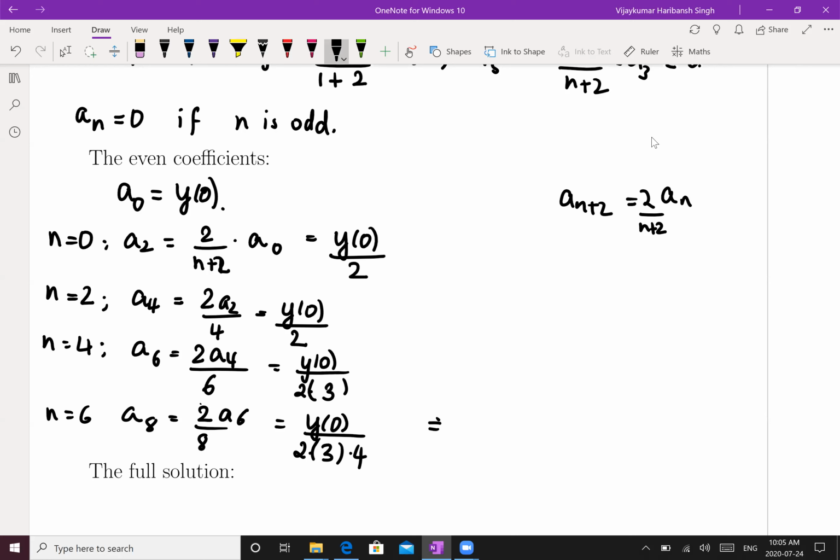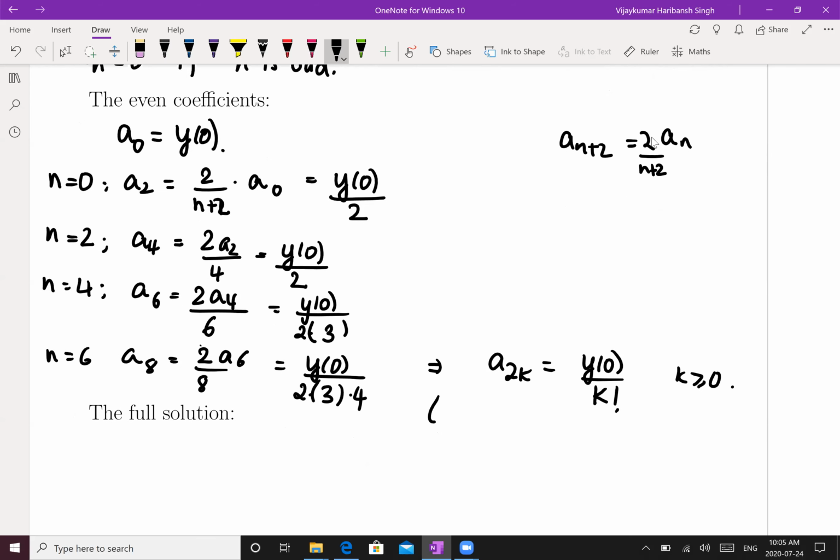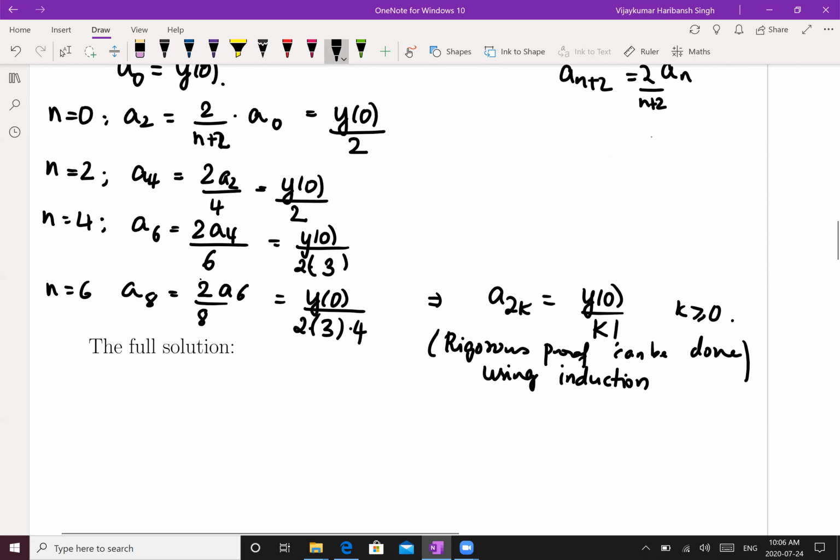So this implies, you can prove actually, that a_{2k} is going to be y0 by k factorial, k greater than or equal to 0. A rigorous proof can be done using induction. So therefore, the full solution is all odd coefficients are 0.